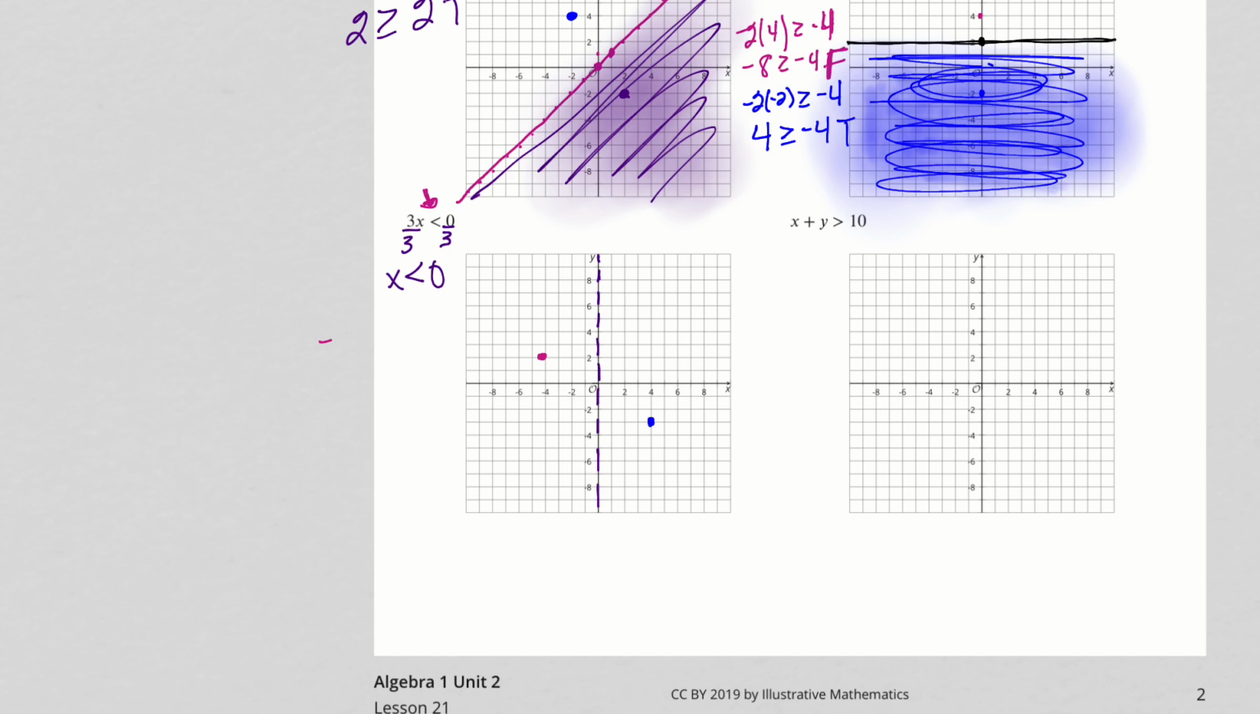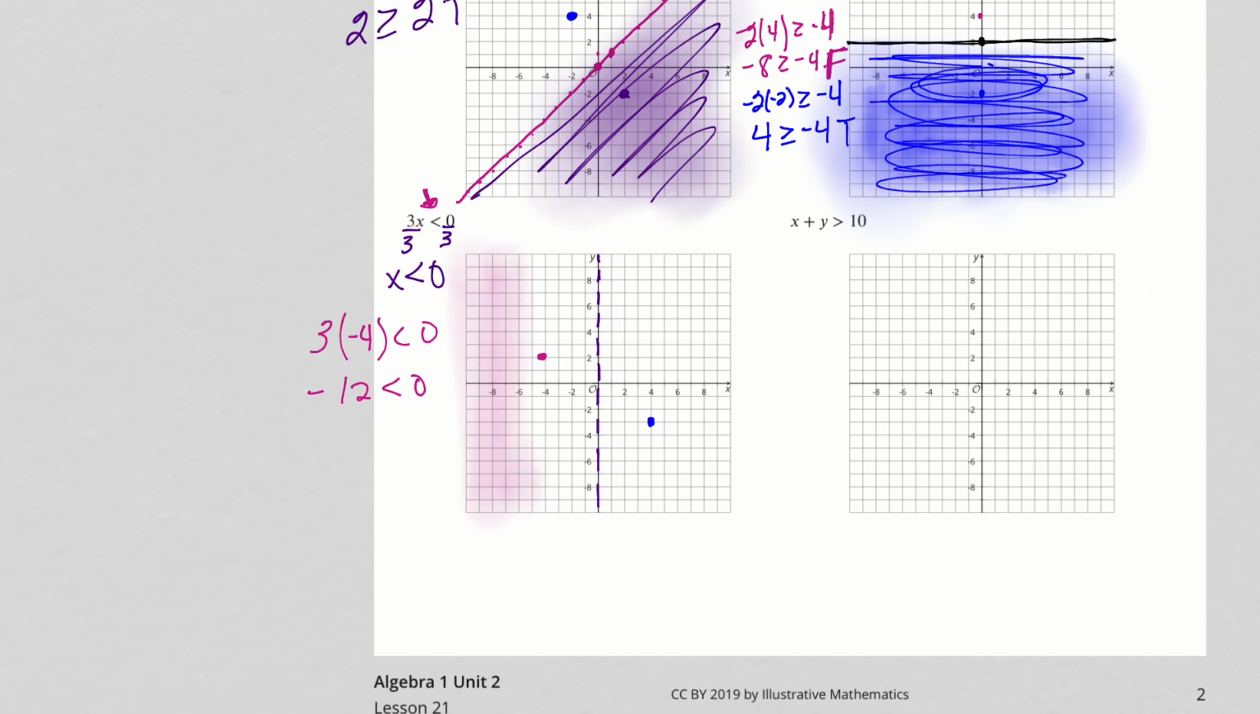And I should actually plug that into the original equation. So let's do that. 3 times negative 4 is less than 0. Negative 12 is less than 0. That is true. So now we're going to shade, and we're going to shade on the left side.